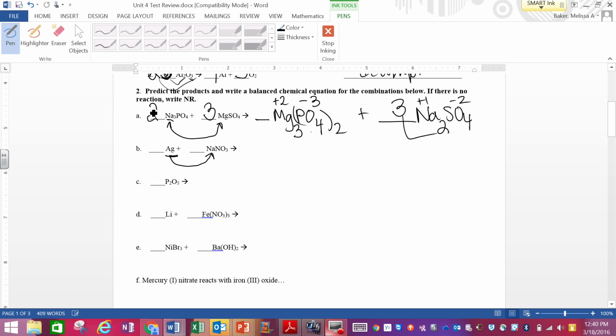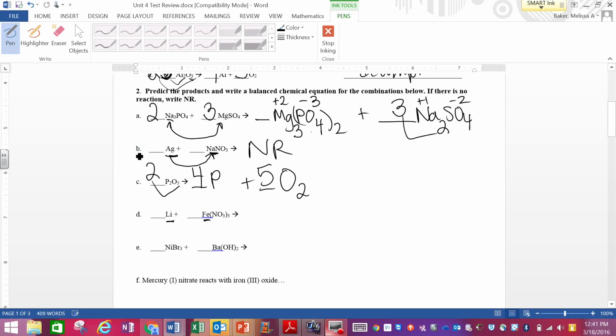Letter B, easy one. Ag is a metal, so it's trying to kick out Na. Check your activity series, it's not powerful enough to kick it out. Letter C, this is going to be a divorce. So I just write the elements by themselves, and then I check the HOFBrINCl. Oxygen's in HOFBrINCl, so it gets a 2. All right, let's make odd numbers even. So 2 times 5 now makes 10, so I can put a 5 in front of the O2 and a 4 in front of the P.